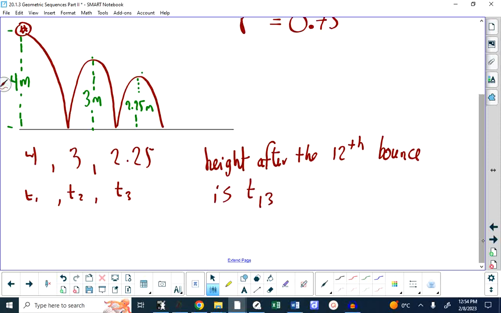That's okay, you can do it that way. But wouldn't it be nicer if we had a sequence where the height after the 12th bounce would just be the 12th term? That would be easier. Rather than starting at 4, why don't we start at 3? If I ignore that 4 meters and say the first term is 3 meters, which is the height after the first bounce, I'll get the answer quicker. Well, I don't know about quicker, with less thought. So now we're back to writing.